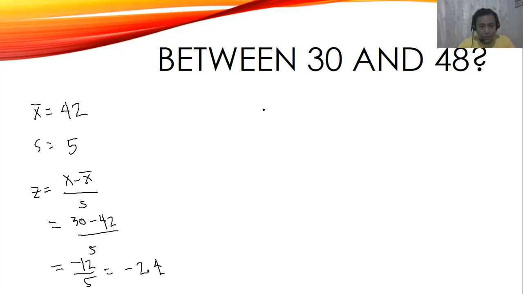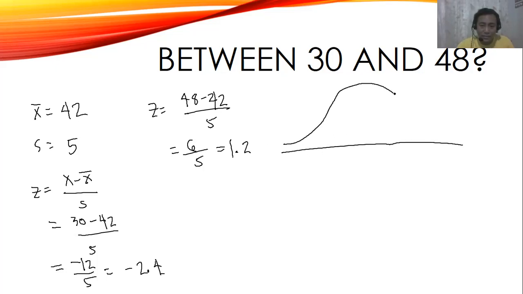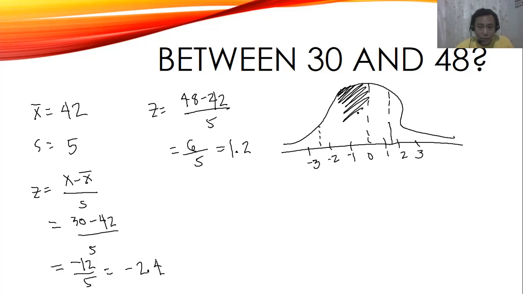And then the second one is z is equal to 48 minus 42 all over 5. This is equal to 6 over 5 or simply 1.2. So now, let us sketch it sa graph. Sketch natin yung graph. 0, 1, 2, 3, negative 1, negative 2, negative 3. So 1.2 is nandito. And then negative 2.4 is nandito. Between, ibig sabihin, we have to shade this all. Shade natin yung buong yan. So since na-shadean din natin yung mean natin, the middle part, are we going to add or not? Very good. We are going to add. Kasi nga, na-shadean.